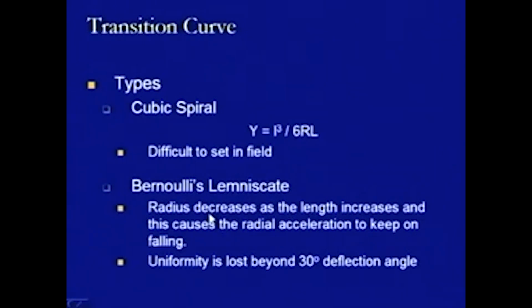Then we have a Bernoulli's lemniscate. In this Bernoulli's lemniscate, the radius decreases as the length increases, and this causes the radial acceleration to keep on falling, which is again not the desired thing where transition curves have to be provided, because their function is just opposite to this one, and uniformity is lost beyond 30-degree deflection angle. So, within the 30-degree deflection angle it may perform well, but as soon as this deflection angle increases, then this uniformity will not remain as such.